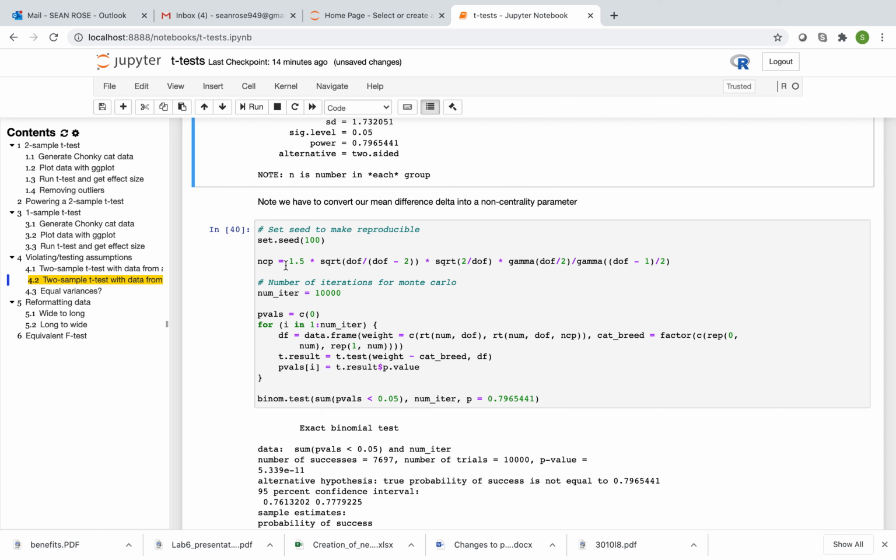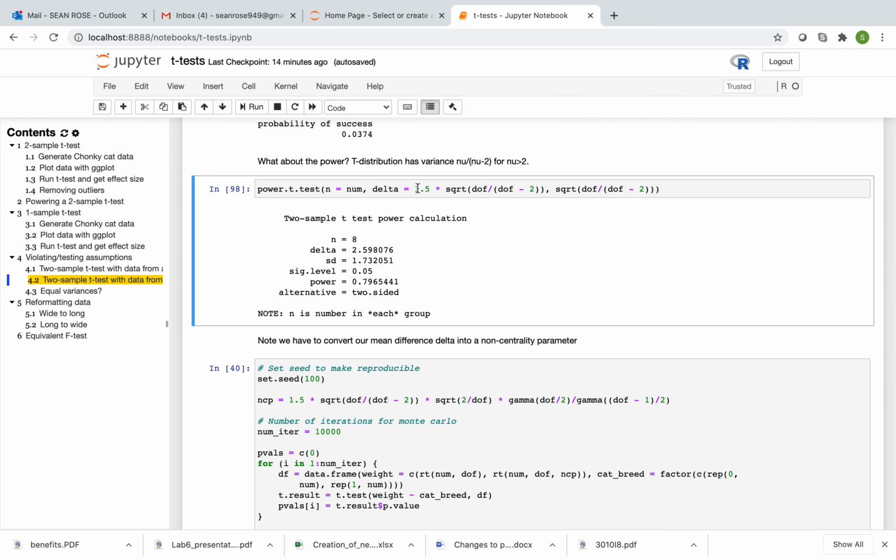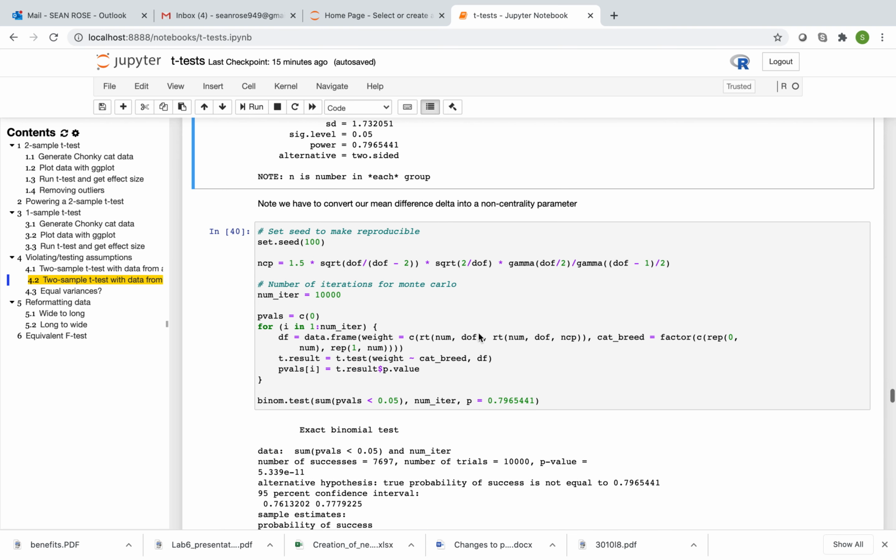I'm going to sample from 2 different t-distributions. The first t-distribution is just going to be a t-distribution with 3 degrees of freedom centered at 0. The second one is going to be a t-distribution with a non-centrality parameter such that it is sitting to the right of 0, with mean 1.5 times the standard deviation of the t-distribution.